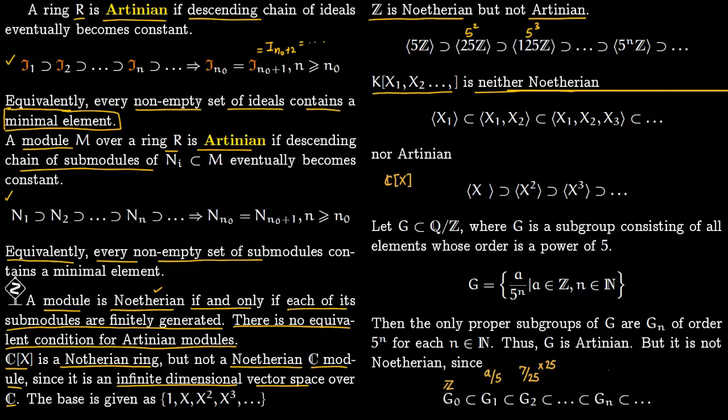So if you take any non-empty set of submodules, it will always have some minimal element because you can arrange them by this, but there is no guarantee of having a maximal element. So this G is Artinian but not Noetherian. Notice how this example and the earlier example are dual to each other. You have 25Z here, you have dividing by 25 here, and so on.